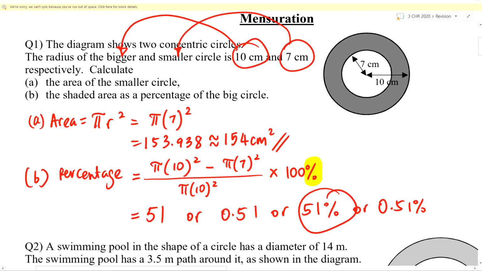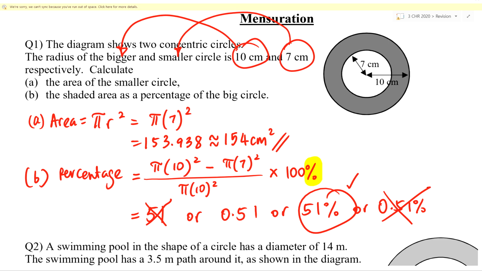This is correct. Okay, let me show you everything else. 51 is wrong. 0.51% is also wrong. Now, 51% has the same value as 0.51. Let me illustrate to you. When you go shopping, they tell you 50% off. Okay, let's say you see a handphone costs $100. They tell you 50% off. So how much do you have to pay for it? $50, right? 50% off, you pay $50 for it.